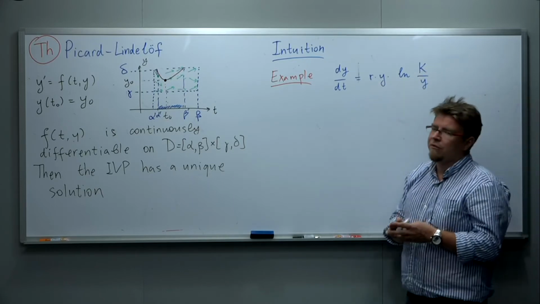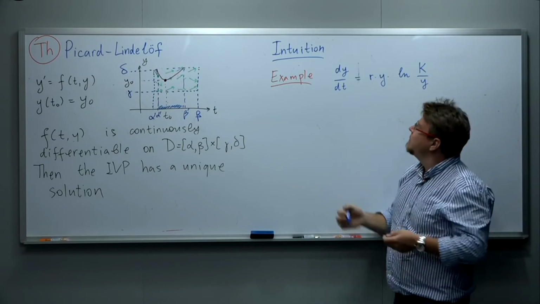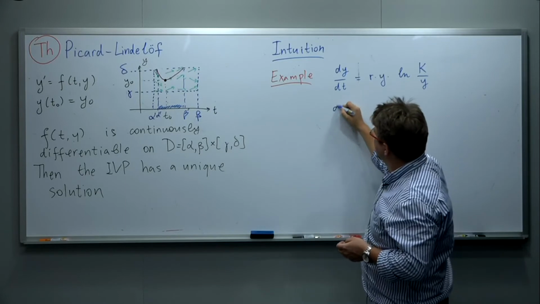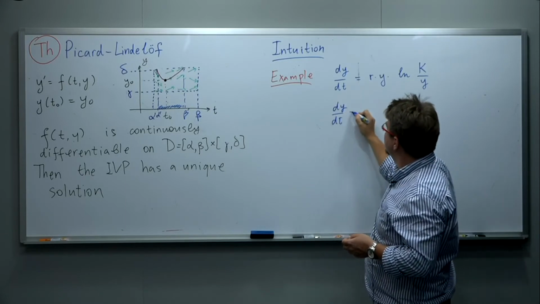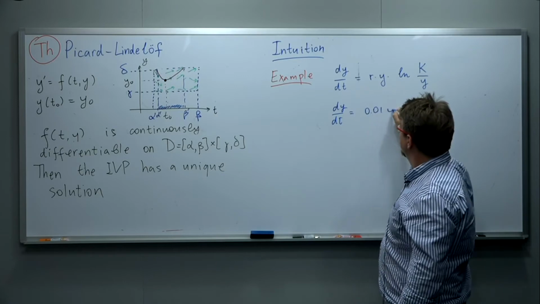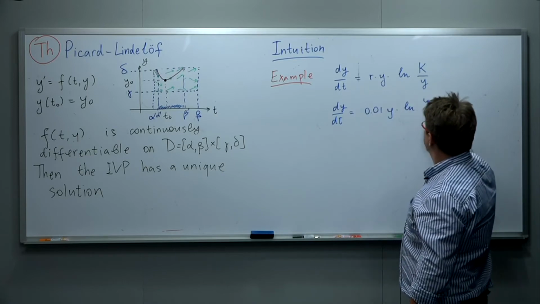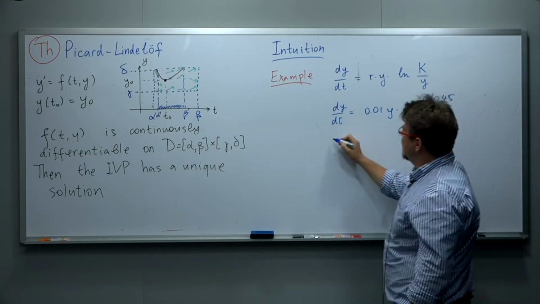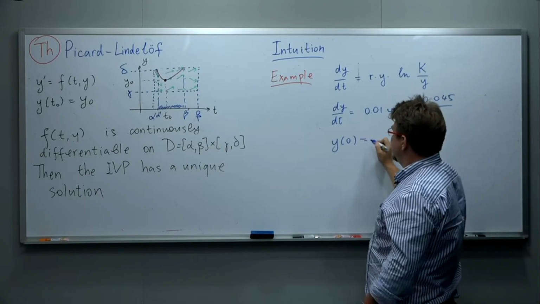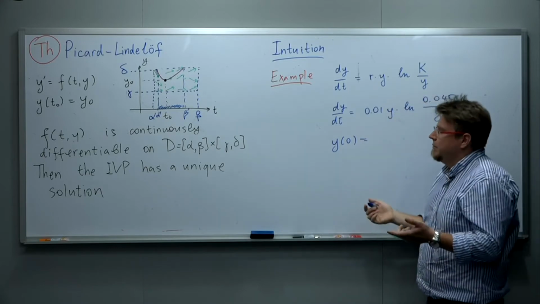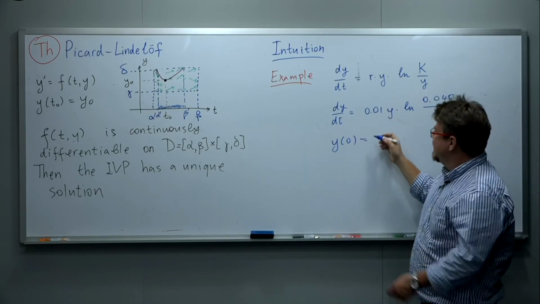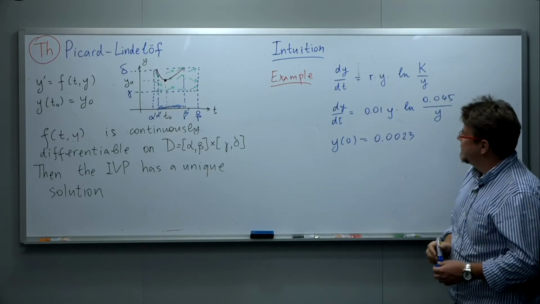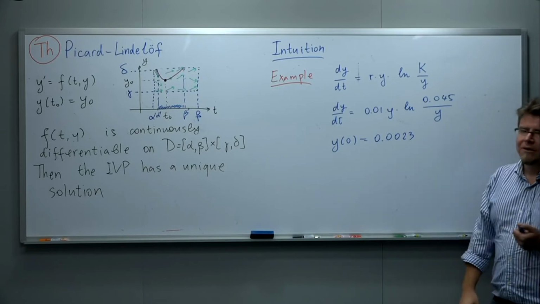And so it means the following. For example, if we know the values of the parameters for some specific tumor, let's say dy/dt equals 0.01y times ln of 0.045 over y, and we know the initial size of the tumor, I don't know exactly how they are measured, but let me just write some numbers here just to be specific.